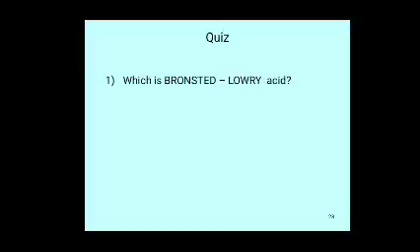Which is a Bronsted-Lowry acid? CO2, SO2, NH3, HCl. A proton donor is called a Bronsted-Lowry acid. HCl easily donates a proton to another substance, so it is an acid. Answer D.